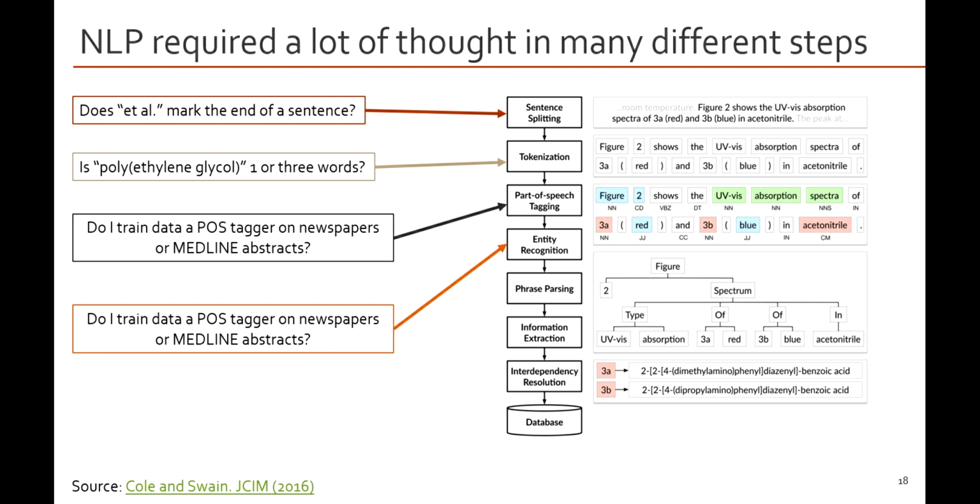abstracts. And there's also a question of, if I'm training that entity recognizer, what do I train that on as well? Do I train it on newspapers or medical abstracts? And so we're going to dig into one of these challenges in particular, although I note Cole and Swain do a fantastic job of describing all of these different tasks and how they implemented them and their logic behind why they made their decisions. So if you want to learn more, I highly recommend their paper.